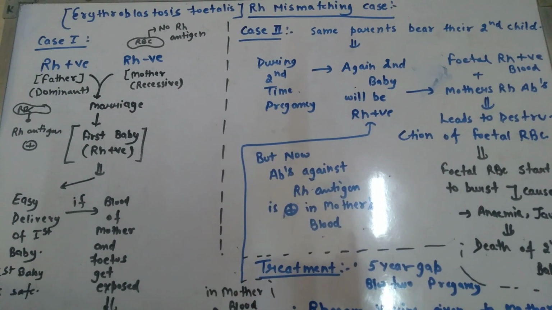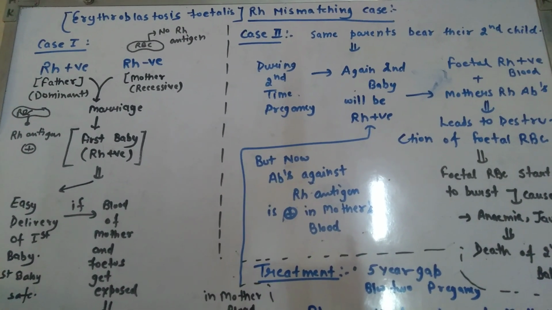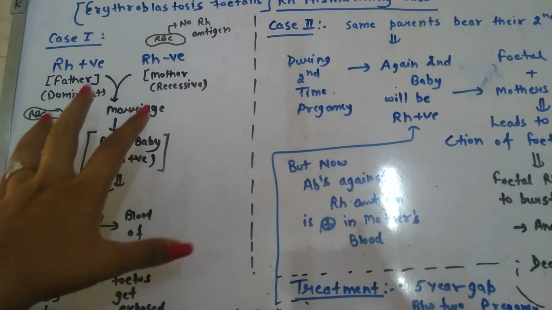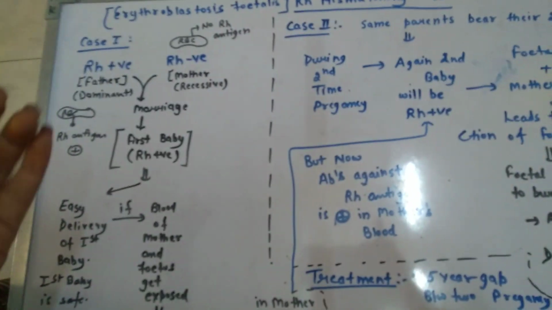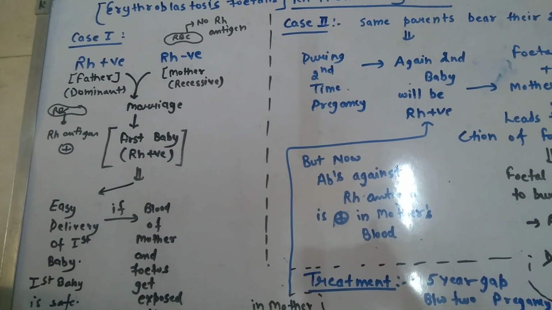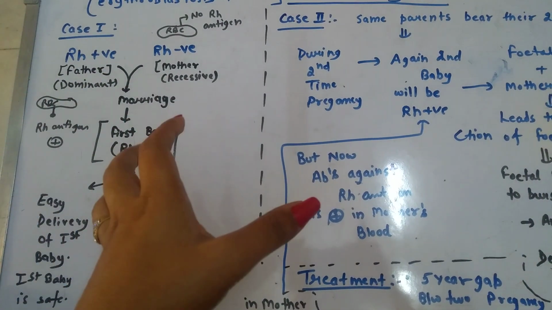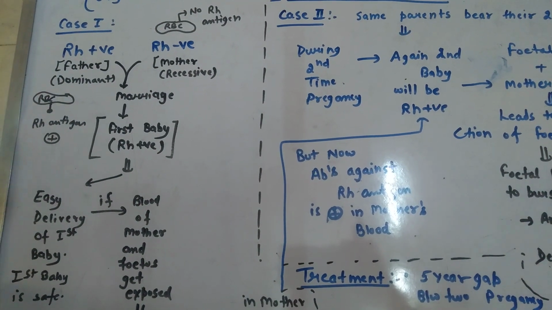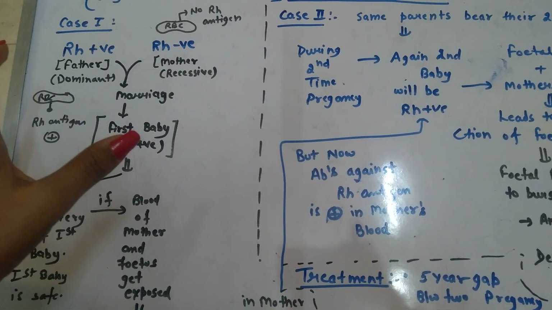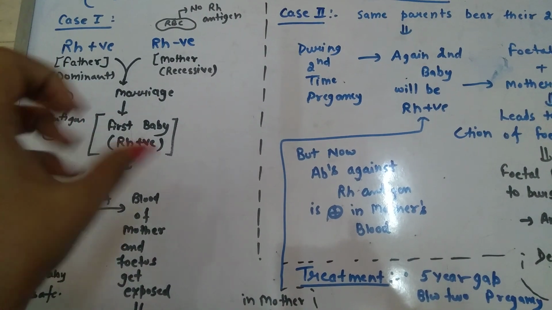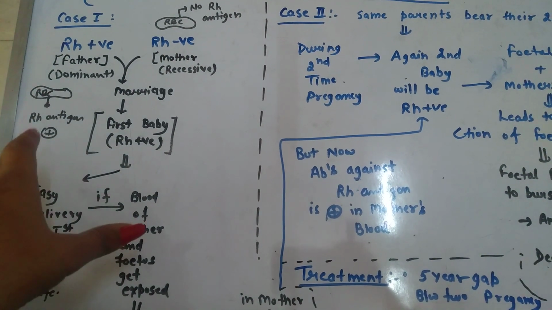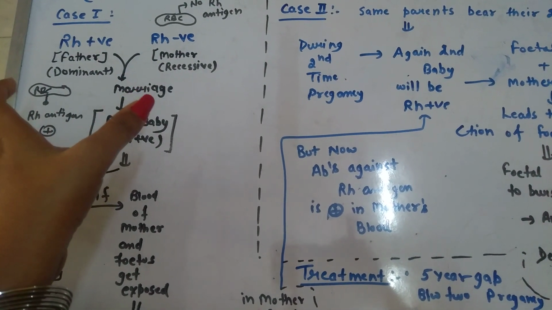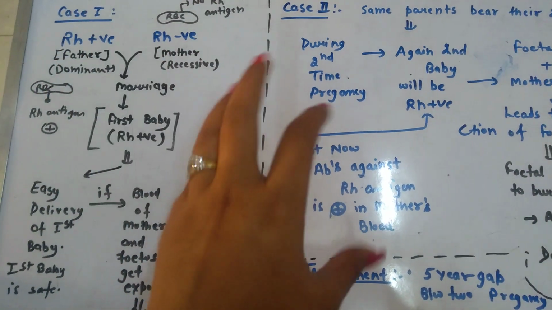So in this video, I will tell you about the mismatching case of RH negative. What happens here? You can see there is a first case and a second case. In the first case, RH positive and RH negative blood groups are both considered. RH positive, here, is the father. This case is about pregnancy. What happens if the father is RH positive and the mother is RH negative?